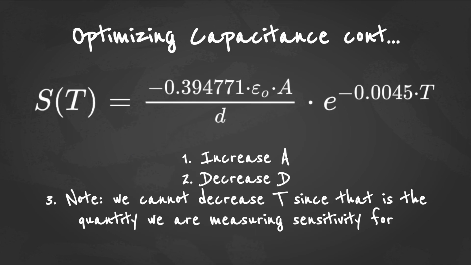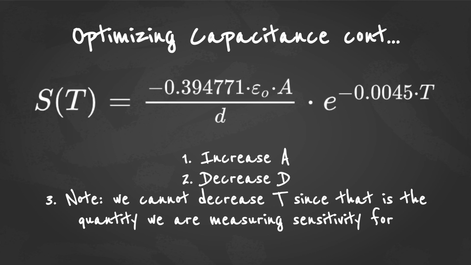And thus, we have concluded that sensitivity as a function of temperature is equal to negative 0.394771 times epsilon naught times A over D. And all of this, these are the constants, times e to the power of negative 0.0045 times temperature. Now it goes back to the question of how can we optimize capacitance. To optimize capacitance, we want to increase the magnitude of sensitivity as much as possible. To increase the magnitude of sensitivity, we would want to increase our value of A, since that is in the numerator, which would increase the magnitude of sensitivity, and we would want to decrease the value of D, which would also increase the magnitude of sensitivity.